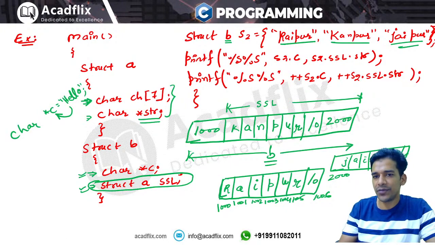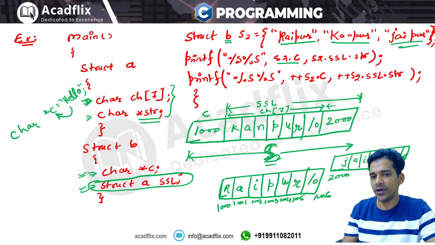Then it is saying %s s2.c. So it is saying go to the structure s2. This is structure B and we have declared the variable s2. So we are saying go to the structure s2 and access the part C. So s2.c is this, your C. And this is your ssl. In the ssl, this part is nothing but a character array of 7 characters.